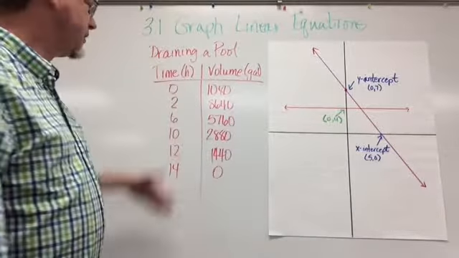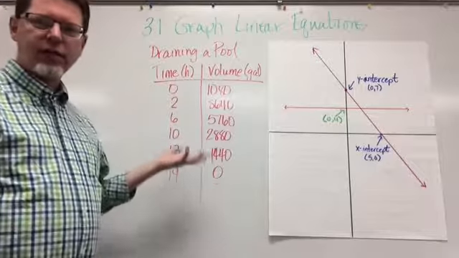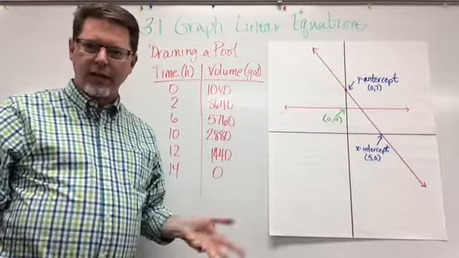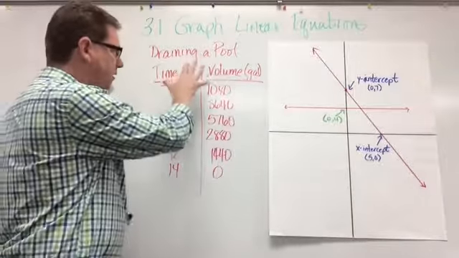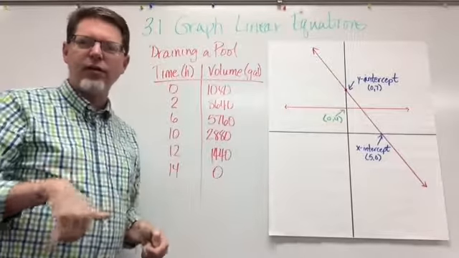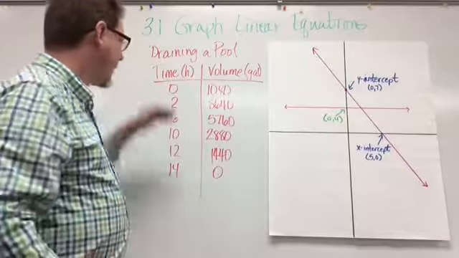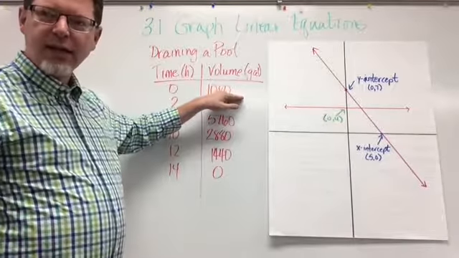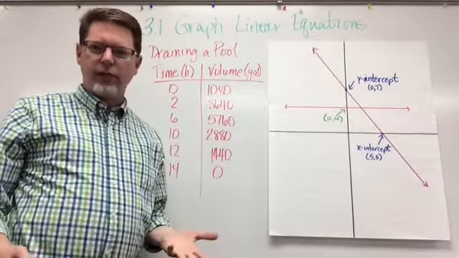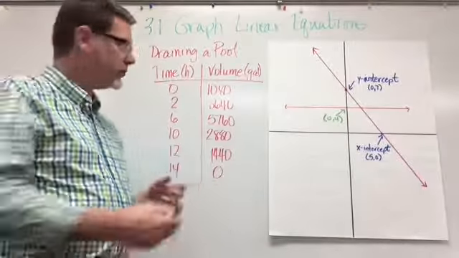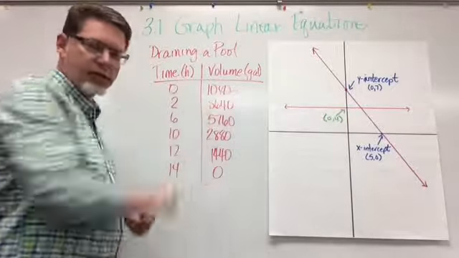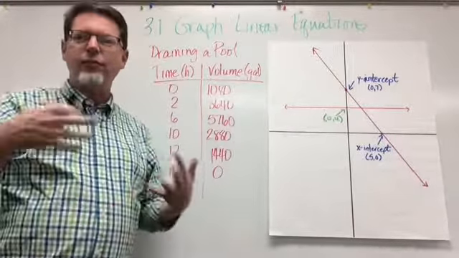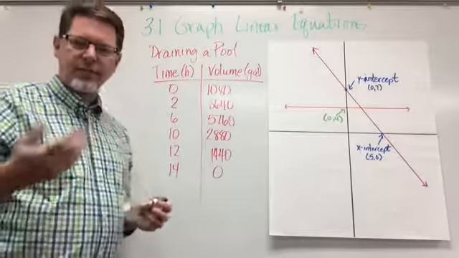So let's say we're given a table. Somebody had to drain their swimming pool, problem with the lining, who knows what it was, and they timed it to see how long it would take to drain the swimming pool. At 0 hours, there were 1,080 gallons in the pool. What does that mean? Well, when the pool is full, at 0 hours, there's 1,080 gallons in the pool. Okay, that's how we interpret that number.